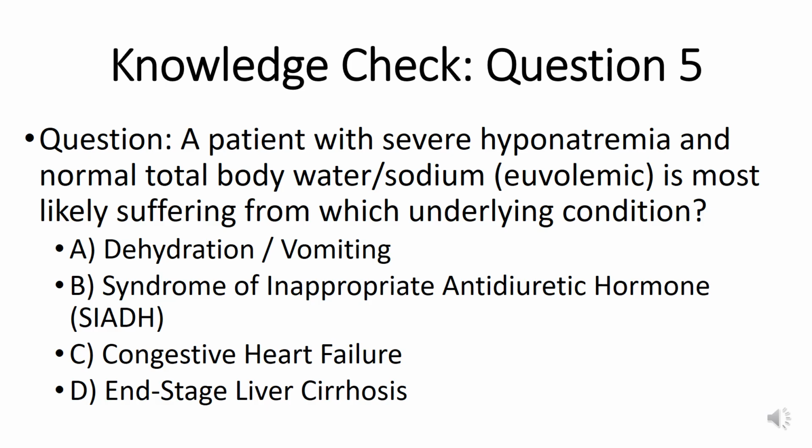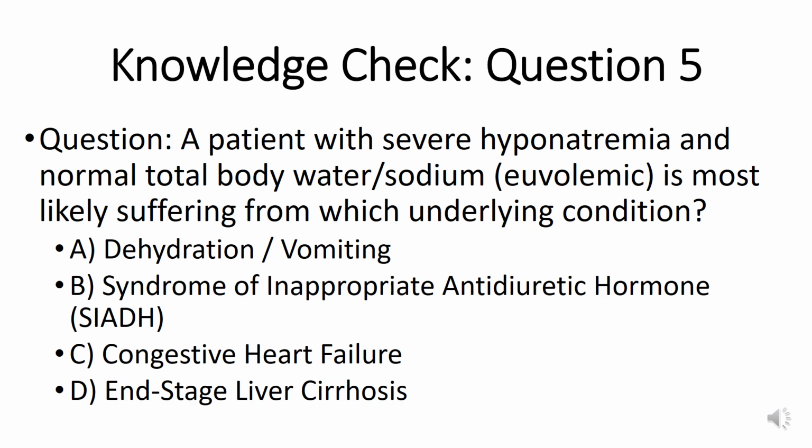Common causes of syndrome of inappropriate antidiuretic hormone include pulmonary disease, central nervous system disorders, malignancies, and certain medications. Regardless of the cause, the underlying mechanism remains inappropriate water retention. Now let's examine the other options. Dehydration and prolonged vomiting typically cause hypovolemic hyponatremia. In these situations, both sodium and water are lost, but sodium loss exceeds water loss. Patients usually show signs of volume depletion such as hypotension and dry mucous membranes.